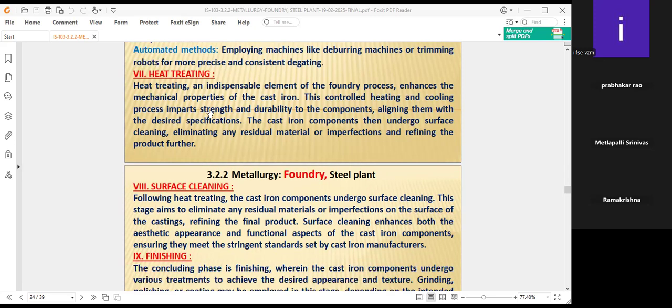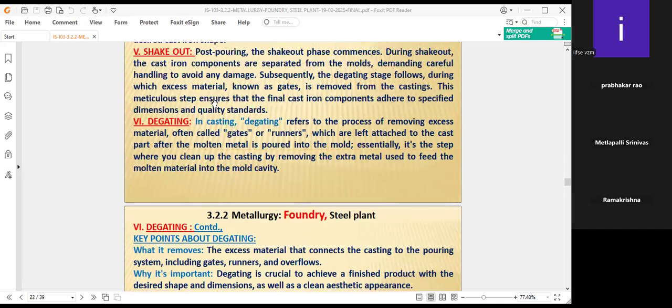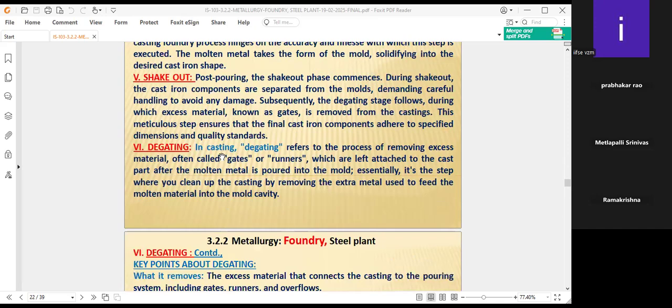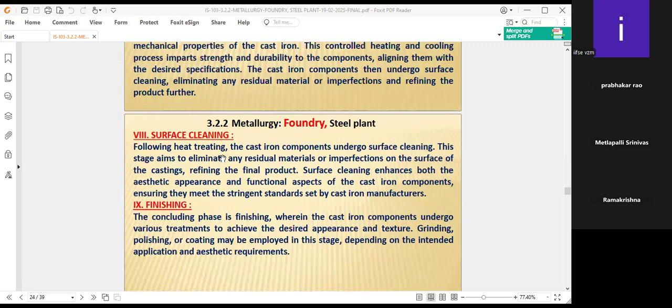And surface cleaning is also there. The treatment of the pores is to achieve the desired specification. The cast iron components then undergo surface cleaning. Surface cleaning means eliminating any residual material, because after taking the various steps of degassing, pouring and all these things, there is some chance of some residuals remaining, imperfections, or refining the product further. Therefore, surface cleaning is also necessary after the heat treatment.